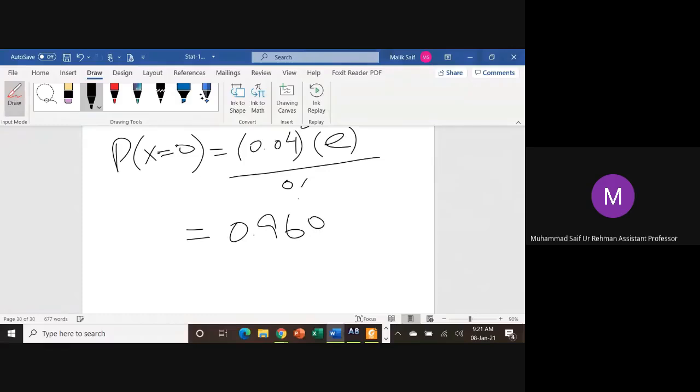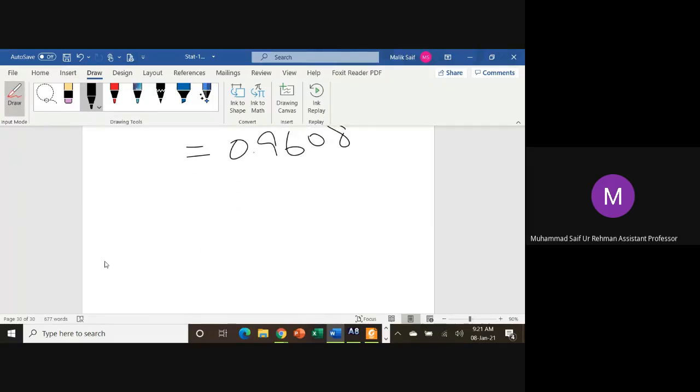0.9608, and in your book it is 0.961, so when you round it off it will become equal to this. The next question is, what is the probability that at least one bag is lost? I have explained in my previous lectures that whenever you are interested in finding the at least situation, you will use this sign, greater than or equal to. So at least one bag is lost. What is the probability for this?